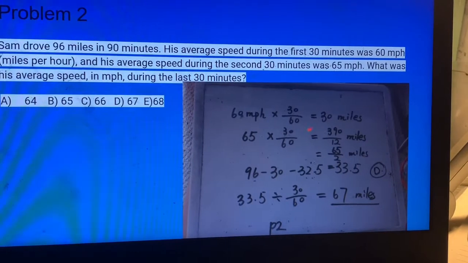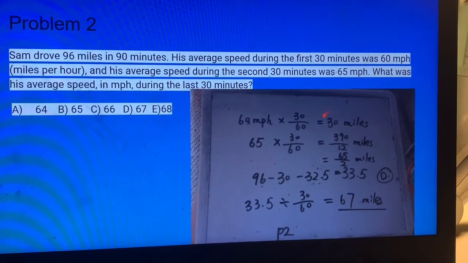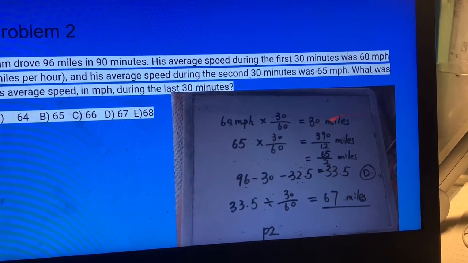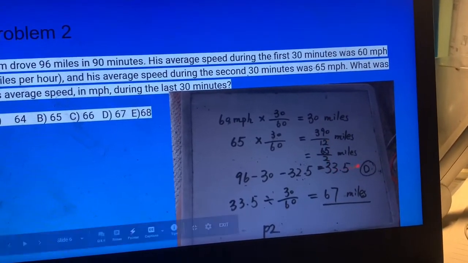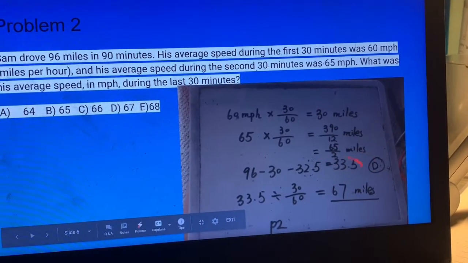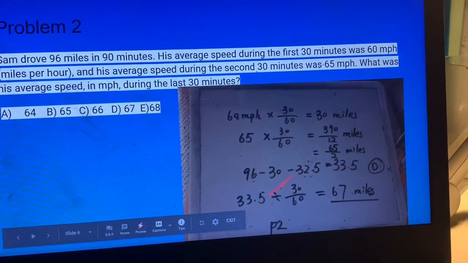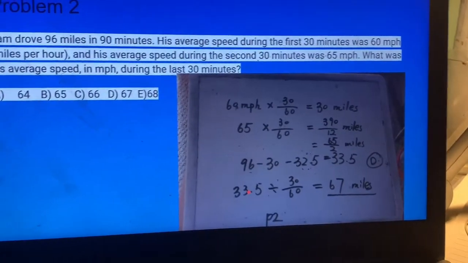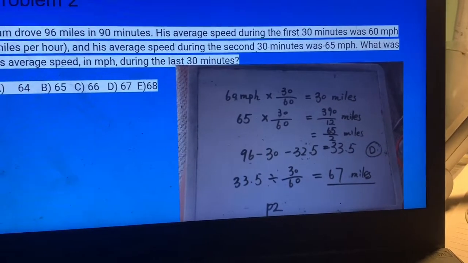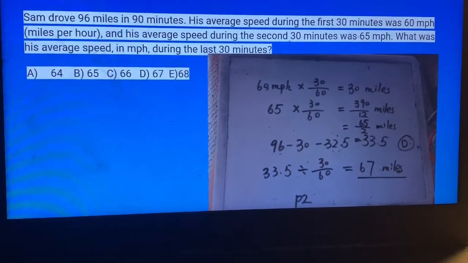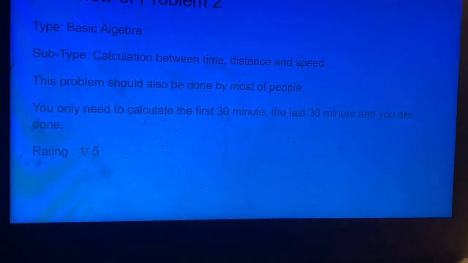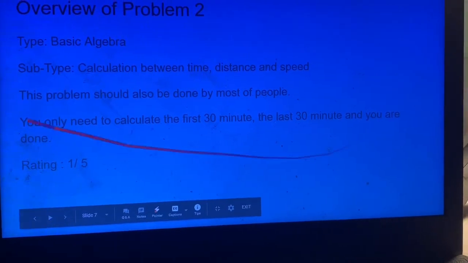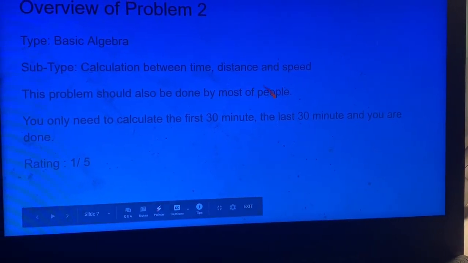So we first get the miles of the first 30 minutes, which is 30 miles. And we get the miles for the second 30 minutes, which is 32.5. And we get the distance for the third 30 minutes, right? And then we know this distance, 33.5 miles, is in 30 minutes. So in 1 hour, his speed is going to be 67 miles per hour. So I give the problem a rating of 1.125.